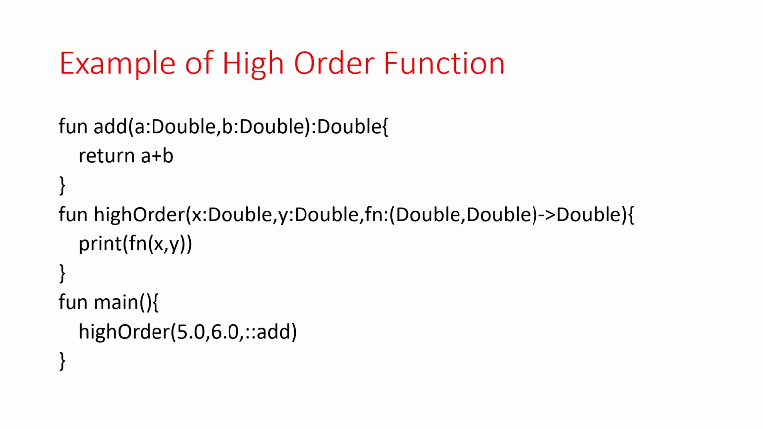The body of the function will be of type double. Now I have printed the function fn, and I have passed two parameters there, x and y, inside the function. Now in our main function, I will call the high order function. It will take the two parameters 5 comma 6. The next parameter will be the function I have created, add. We can specify it by adding the two colons, then the function name. Let's understand it by performing the practical.